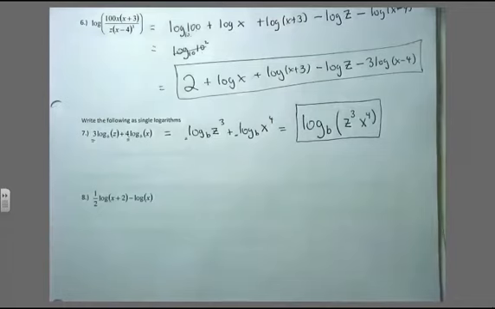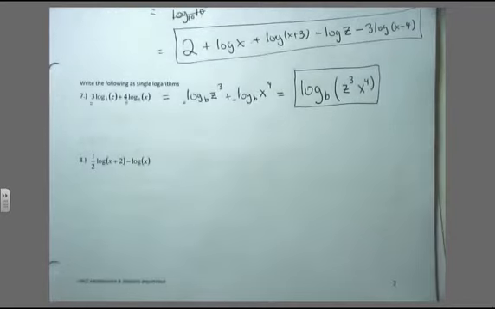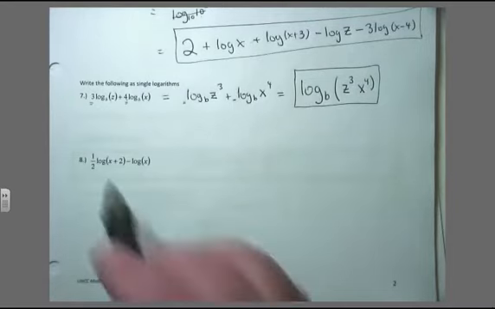Does that make sense? But remember, before you can combine logs, you've got to make sure the coefficient in front of the log goes back into the exponent. Take a look at number 8 here: 1/2 log of x plus 2 minus the log of x. It's understood that the log is base 10 on these logs because they didn't write a base.